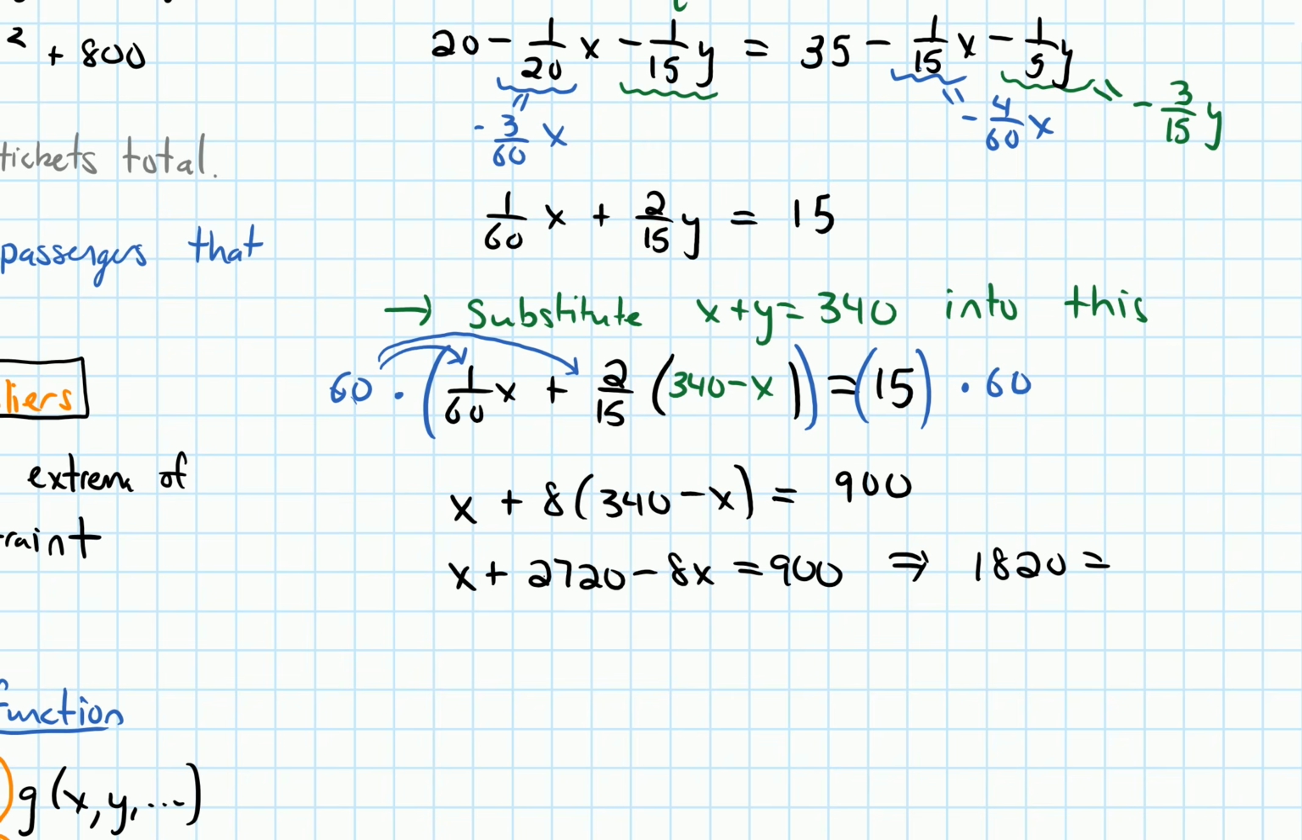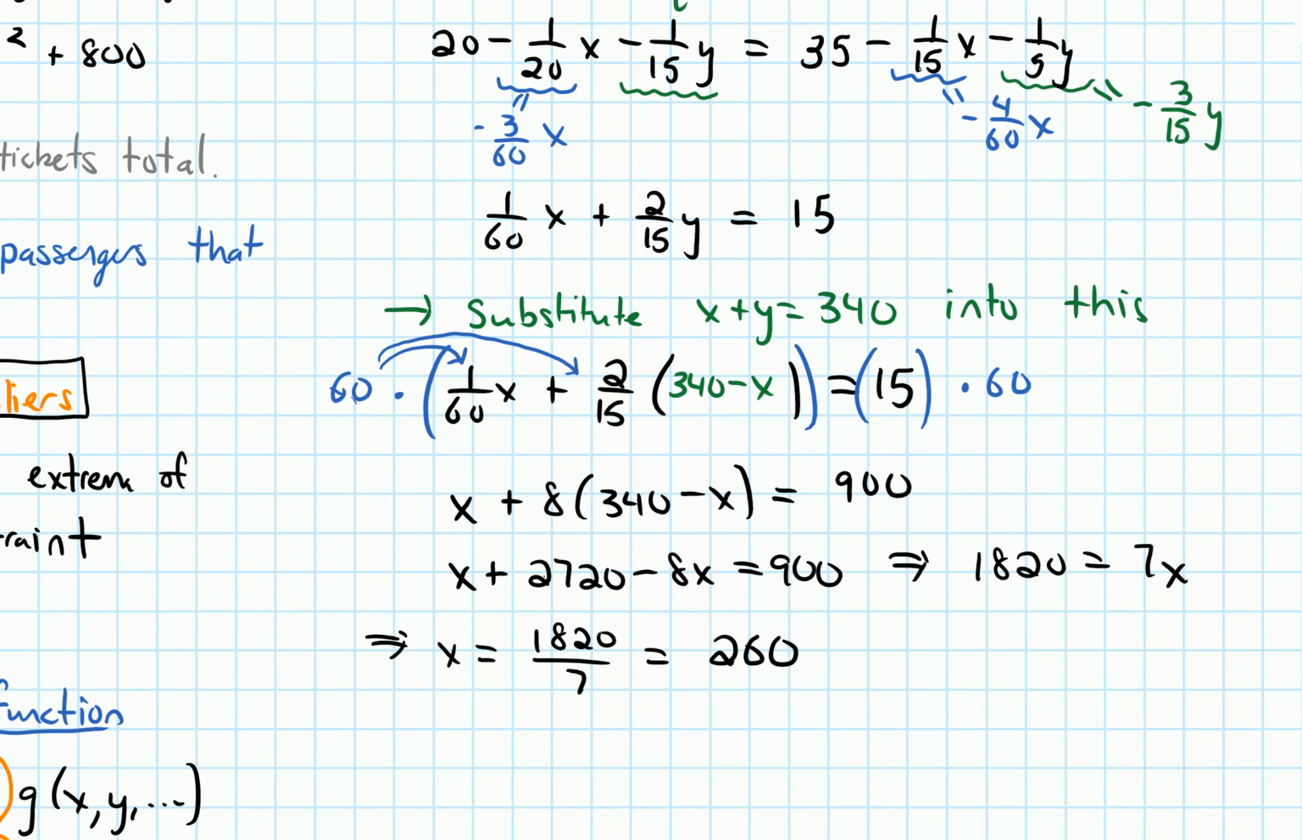equals, and if I move the x terms to the right, we'll get 7x. All right, so isolating the x, we get x equals 1820 over 7. And if I divide, this gives me 260. And if you remember the answer that we got in the last video, we were getting 260. So the answer we're getting from Lagrange is matching that, which is great.